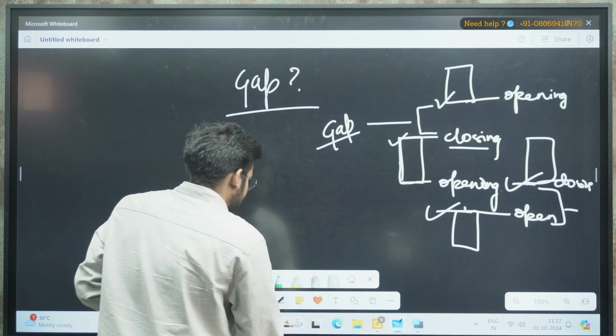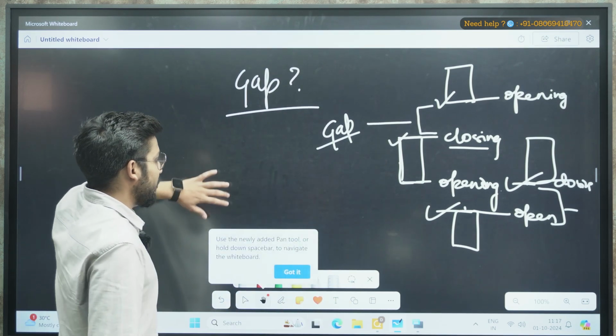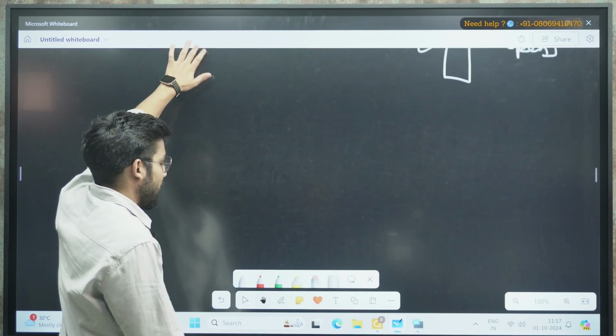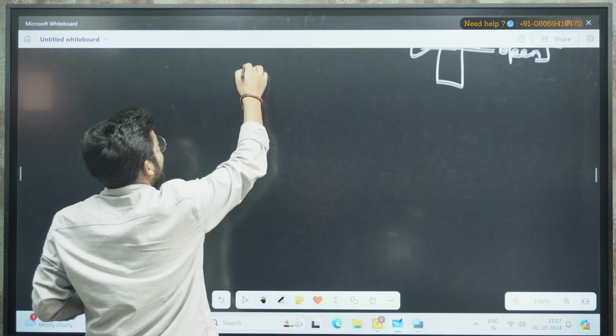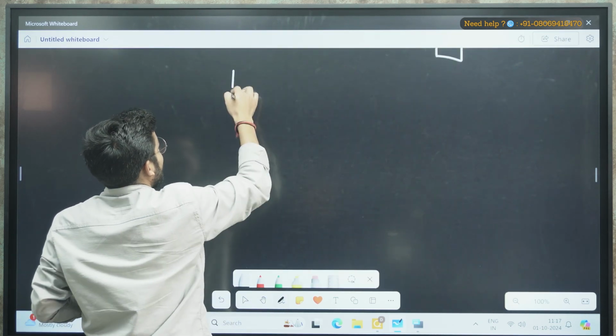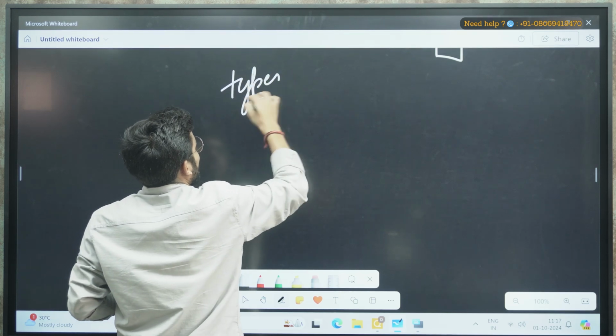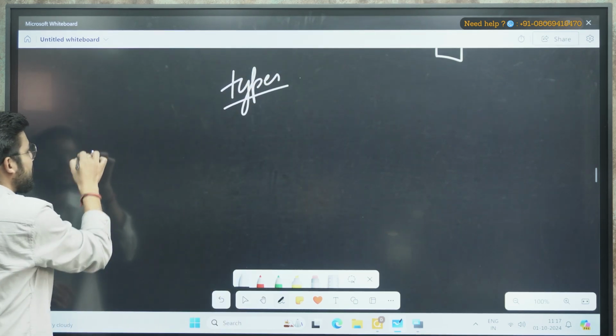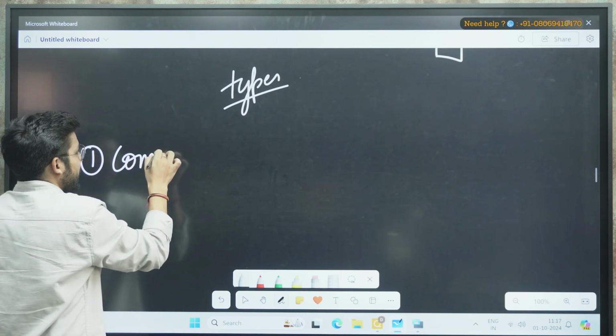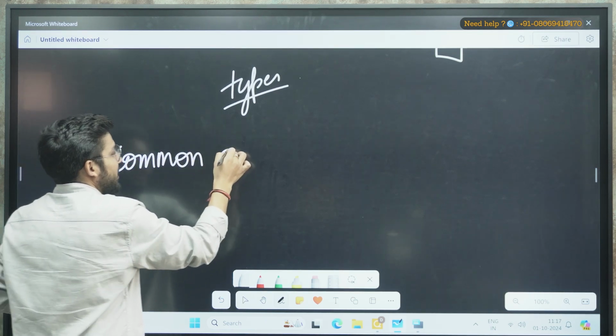Now there are four types of gap. We will be learning about the types now. The first one is the common gap.